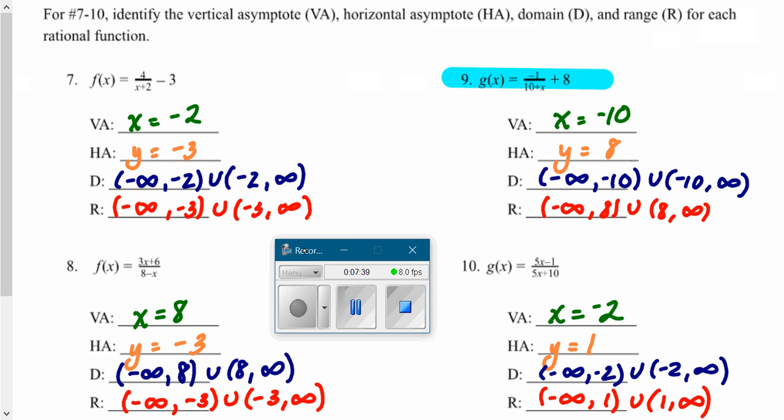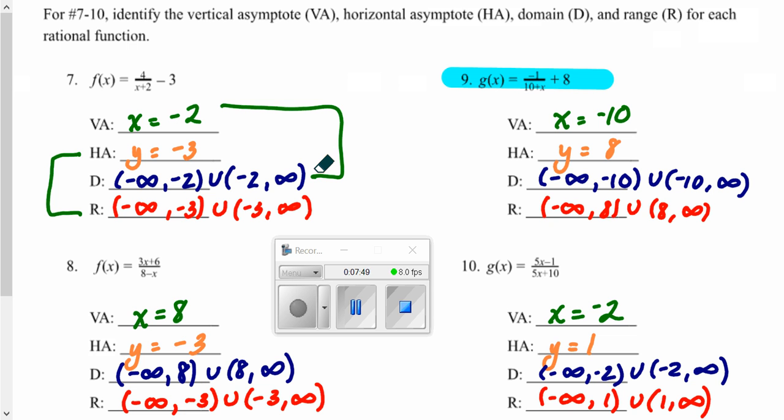These are answers for 7, 8, 9, and 10. And hopefully you have an idea of how I got each of those now. Understand that these two answers work together, and like these two answers work together. Okay?